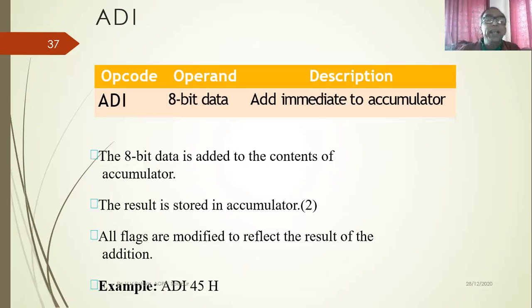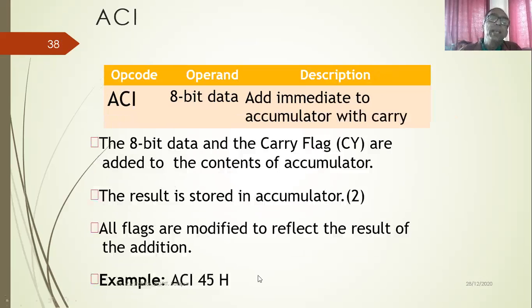Next instruction is ADI. The operand is 8-bit data. It adds immediate to accumulator. The 8-bit data is added to the contents of the accumulator. The result is stored in the accumulator. 2 bytes are required. All flags are modified to reflect the result of the addition. Example is ADI 45H.